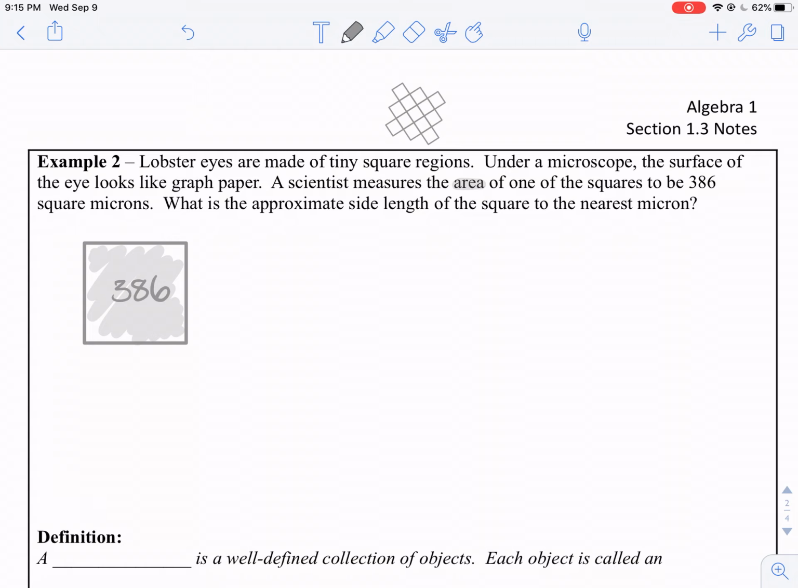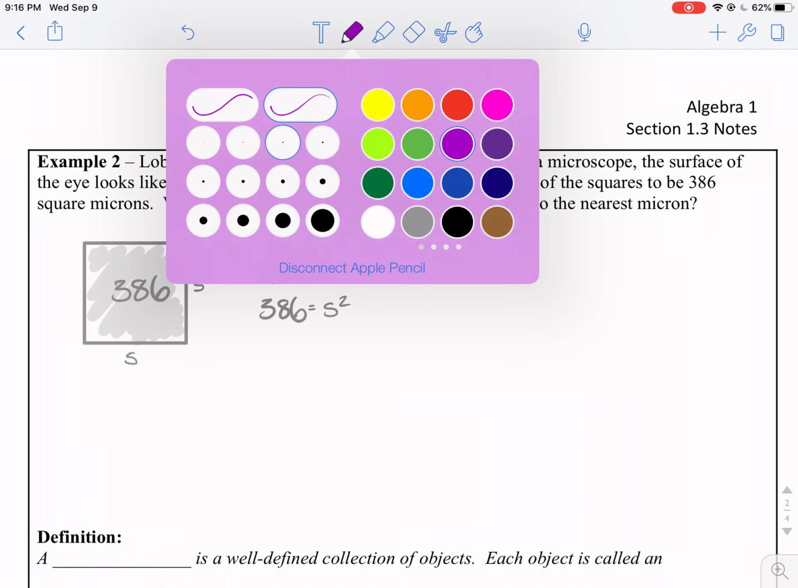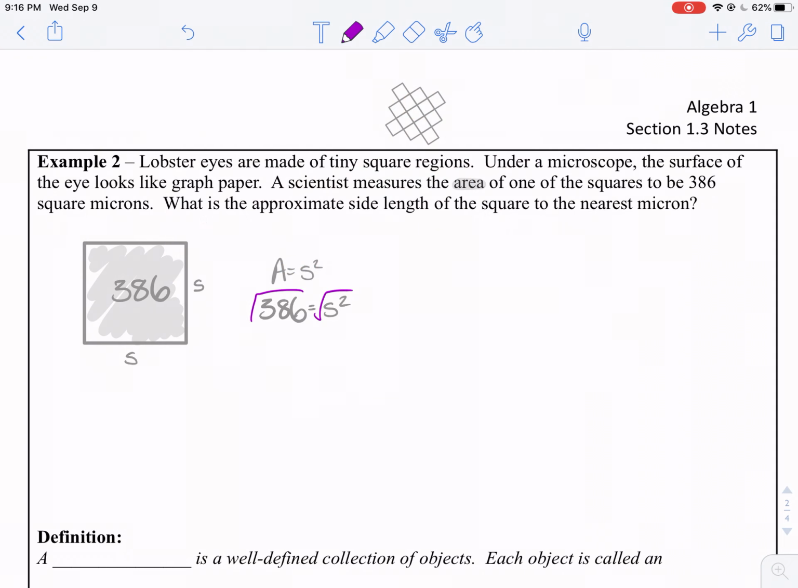Well, remember to find the area of the square, the area is the length of the sides squared. That's where we get the term square from. So if this square has side length s for side, that means that 386 is s squared. And if we want to figure out what s is, we're going to take the square root of each side, because this square root here will cancel out the square.